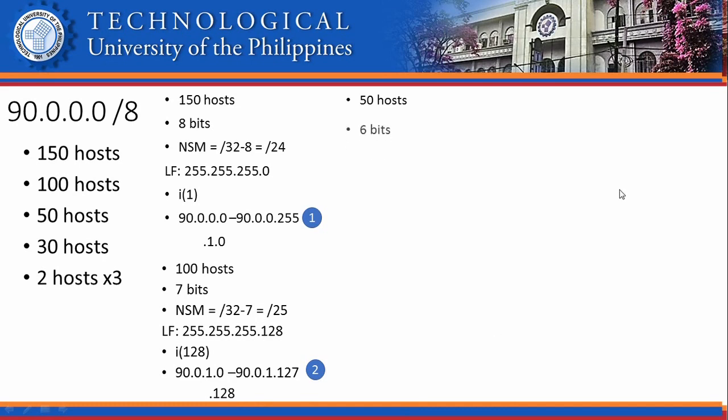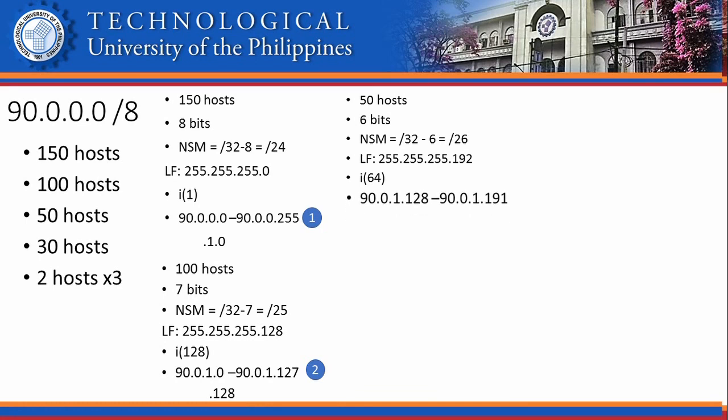Okay, for our 50 hosts, we have 6 bits. And for our new subnet mask, we have /26. Okay? I-convert natin sa long format. Magiging 255.255.255.192. Okay? We have 64 sa increment natin, no? And for our network range, so magiging network address natin ay 90.0.1.128, no? And for our broadcast address, we have 90.0.1.191. And dito tayo humihinto sa 0.192. No? Nag-add lang tayo ng 64 kasi nag-increment tayo rin sa last octet, which is yung 1.128. So, magiging 192 siya. Lagyan natin number.